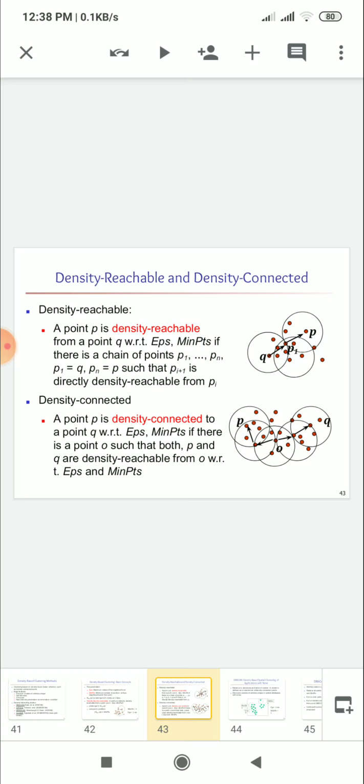A point P is density connected to point Q with respect to epsilon and minimum points if there is a point O such that both P and Q are density reachable from O with respect to epsilon and minimum points. Here we can see O is reachable to P and O is reachable to Q.